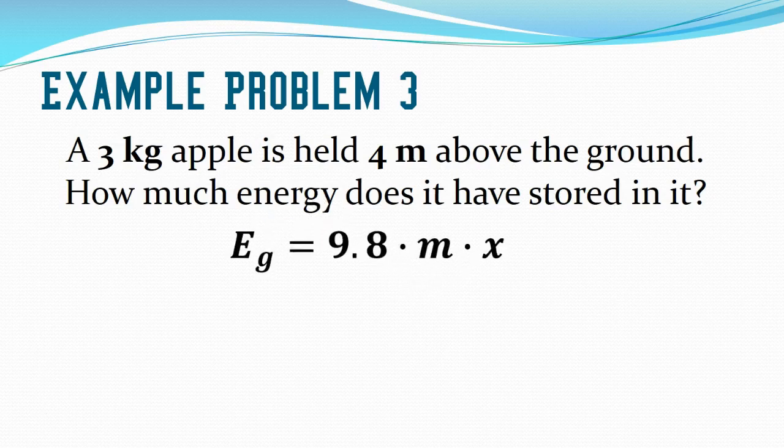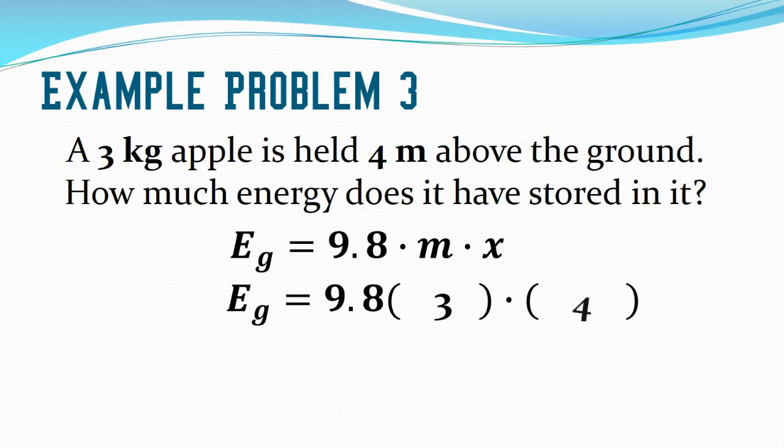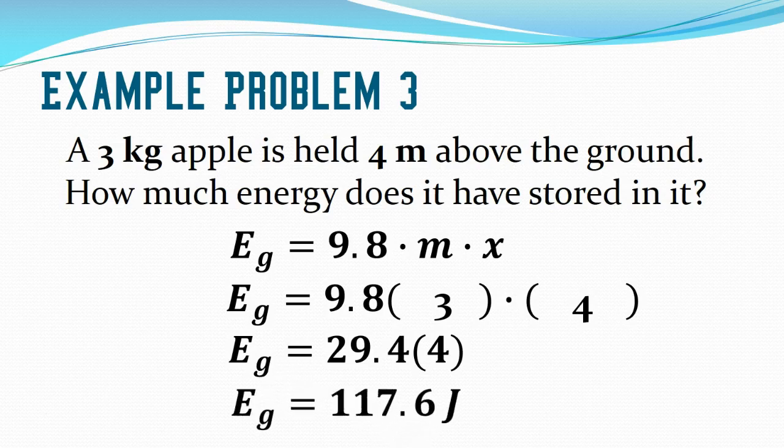I'm solving for energy, so I leave energy by itself. 9.8 comes down. The mass is 3. The displacement is 4, because it's 4 meters above the ground. Now it's just order of operations. 9.8 times 3, 29.4 times 4, and that's how much energy is stored. If the apple was higher off the ground, it would have more gravitational energy. If the apple was lower to the ground or closer to the ground, it would have less gravitational energy.